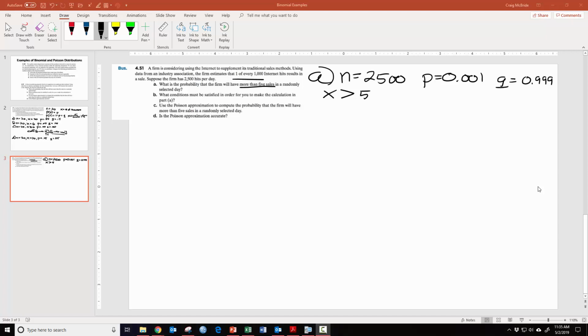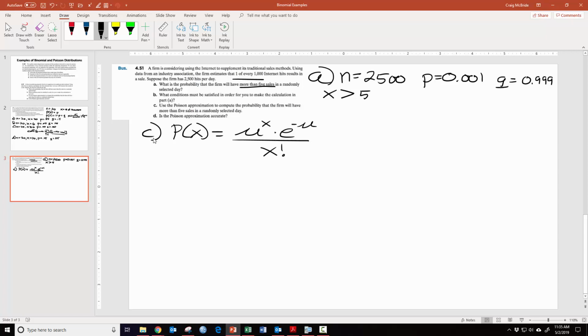Now, if we want to move on and do part C, we have to use the Poisson approximation to compute the probability. Now, the formula for a Poisson population, and I apologize to any of my French subscribers for my horrible butchering of that word, but here is the formula. It's mu to the x times e to the negative mu all over x factorial.